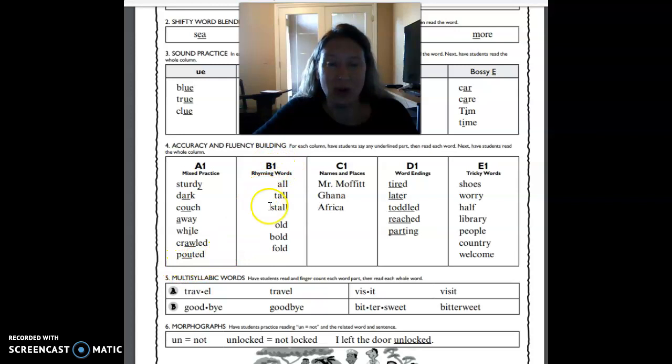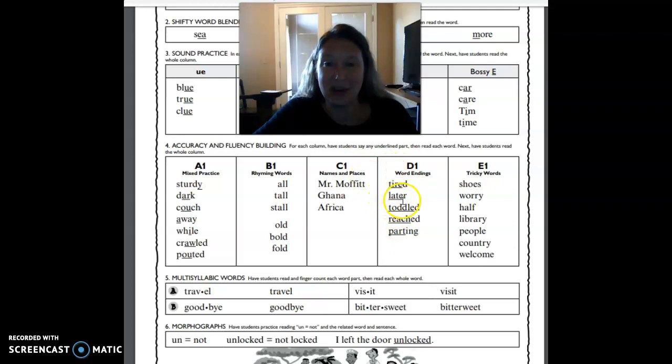Next, we're going to read rhyme words. What is the first word? All, tall, stall. And our next group, old, bold, fold. Now we have some names here that go with our story. What's the first name? Mr. Moffat. And our next one, Ghana. And our last one, Africa.